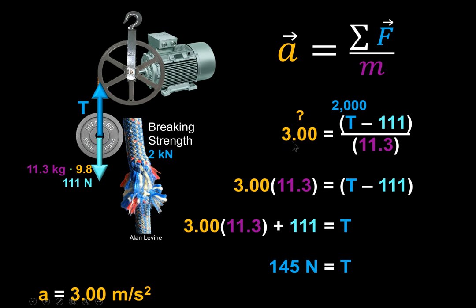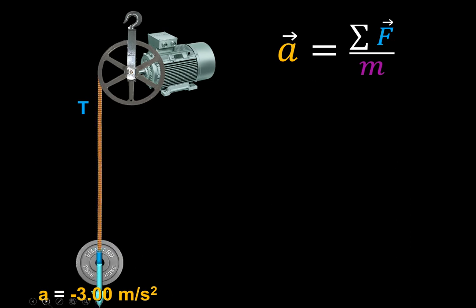So how fast would it have to be going? So you would take your 2,000. I just now realized the answer did not pop up. So you're going to take your 2,000, subtract your 111, divide that by your 11.3, because that's the only mass you're dealing with. And to make it break, you would have to move it at 167.17 meters per second squared. That's extremely fast. So it does have a high tolerance.